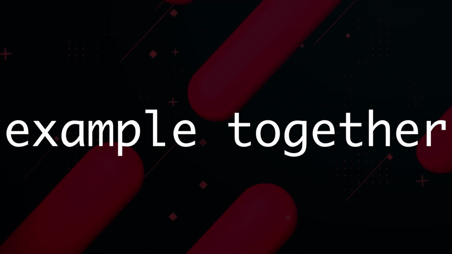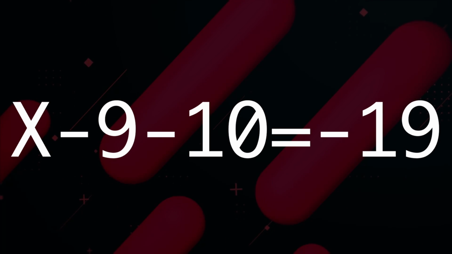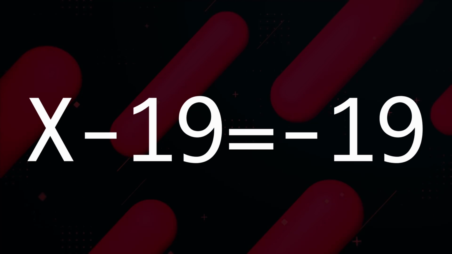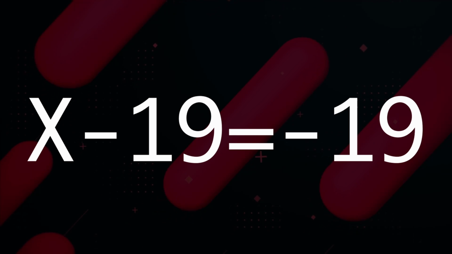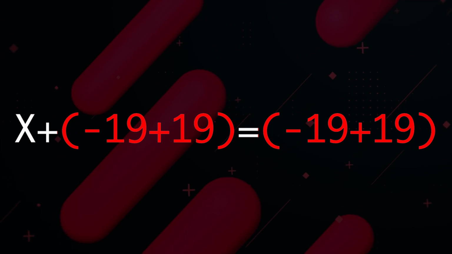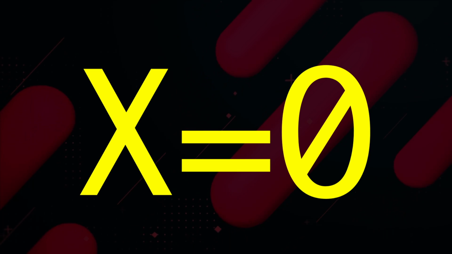Let's do one more example together. x minus 9 minus 10 equals negative 19. Well, let's simplify the left side like we have been doing. x minus 9 minus 10 equals x minus 19. So we have x minus 19 equals negative 19. Now in order to isolate x, we add 19 to both sides. So x minus 19 plus 19 equals x, and negative 19 plus 19 equals 0. Therefore, x equals 0 as our final answer.